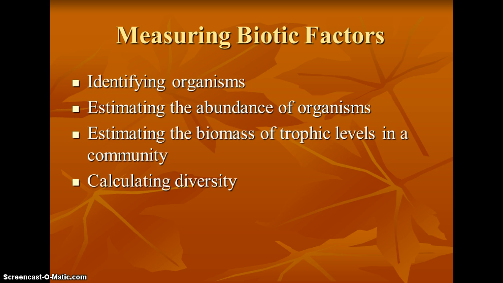The four things that we're going to talk about are how to identify organisms. Once we've identified, finding how many they are, how to estimate the abundance. Once we have a number, we can estimate the biomass of each trophic level in a community, and then from that we can calculate diversity. So this module is just going to take a look at identifying organisms, and then our next class period we'll practice with some of these methods.